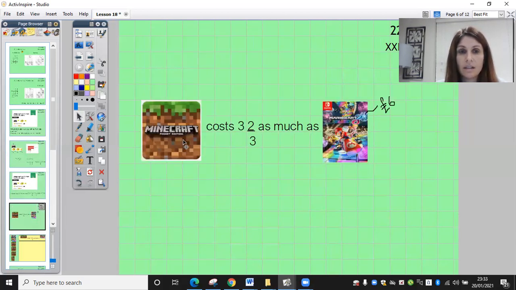Right, let's have a look at another example, see if this can make more sense, if you're still finding it hard. Right, okay, let's imagine I've got Minecraft, right? I've bought a Minecraft video or a computer game. So my Minecraft computer game costs 3 2/3 as much as my Mario Kart. I've given you some information here. So if we say that the Mario Kart computer game costs £6, be lucky, wouldn't you, if it did cost £6? But if it costs £6, how much does the Minecraft computer game cost if it costs 3 2/3 as much as this one? So let's have a little look at that.